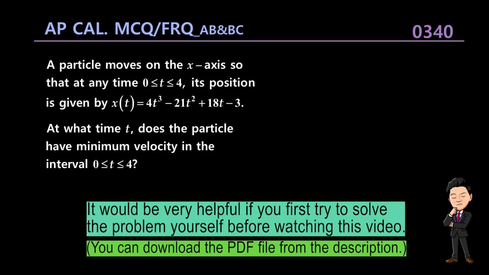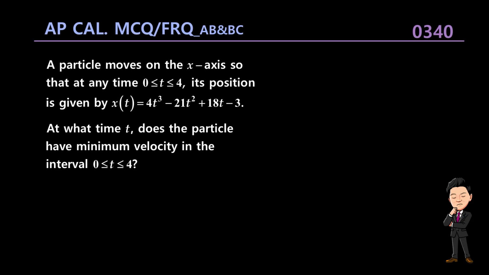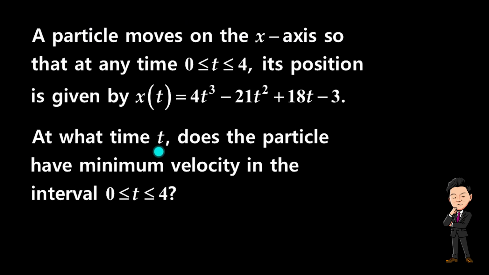It would be very helpful if you first try to solve the problem yourself before watching this video. Question 340. At what time t does the particle have a minimum velocity in the interval from 0 to 4?